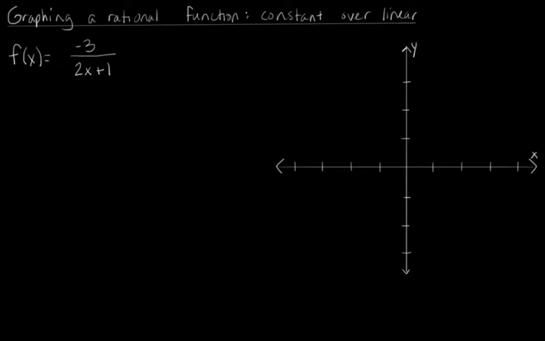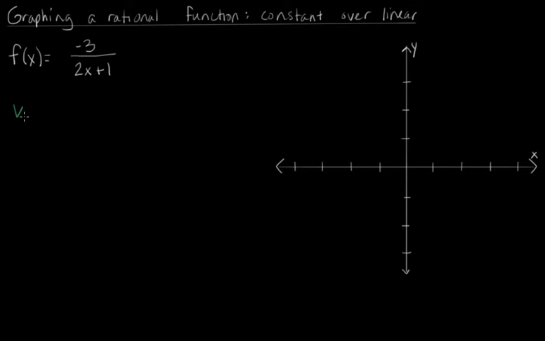In this video, I want to talk about how to graph a rational function that is constant over linear. So our example here is f of x equals -3 over 2x plus 1. And so the first step in graphing any rational function is to find the vertical and horizontal asymptotes.